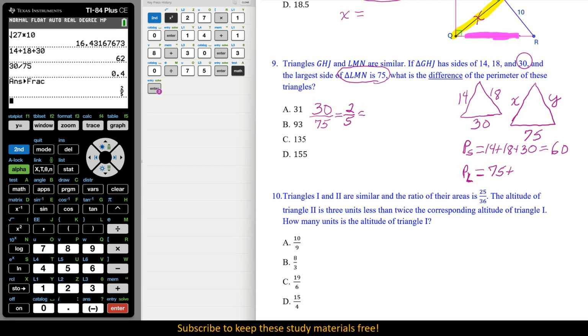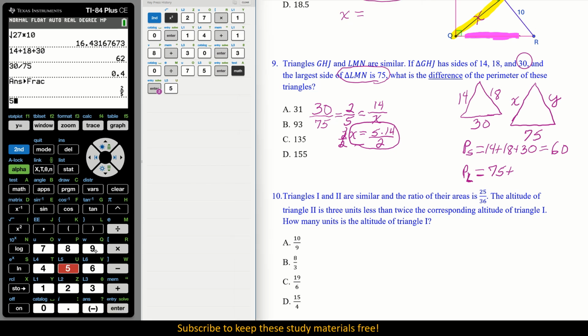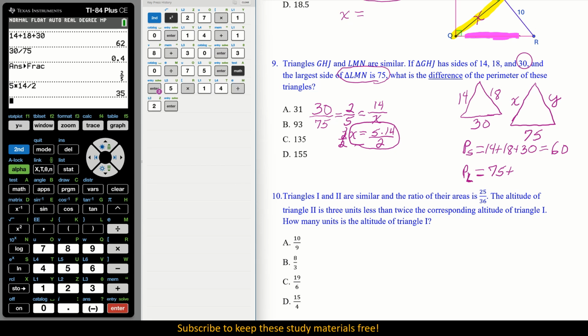So now I'm going to set this equal. Let's solve for x. I need the smaller one, which would be the 2, as the numerator. So I have 14 over x. That means I have 2x equals 5 times 14. Divide both sides by 2, and that gives me the value of x, which I have to add to the 75. So I do 5 times 14, divide that by 2, and enter. And that's 35.